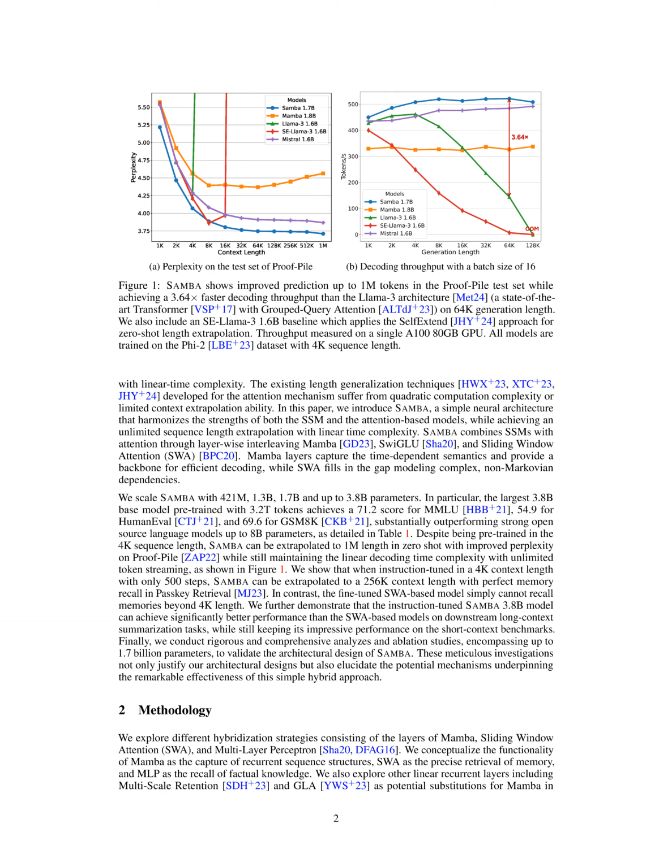Furthermore, SAMBA showcased better performance on downstream long context summarization tasks compared to SWA-based models, while maintaining impressive performance on short context benchmarks. The hybrid architecture of SAMBA was validated through rigorous analyses and ablation studies encompassing up to 1.7 billion parameters, highlighting its remarkable effectiveness in combining the strengths of SSMs and attention-based models for language modeling with unlimited length extrapolation ability.